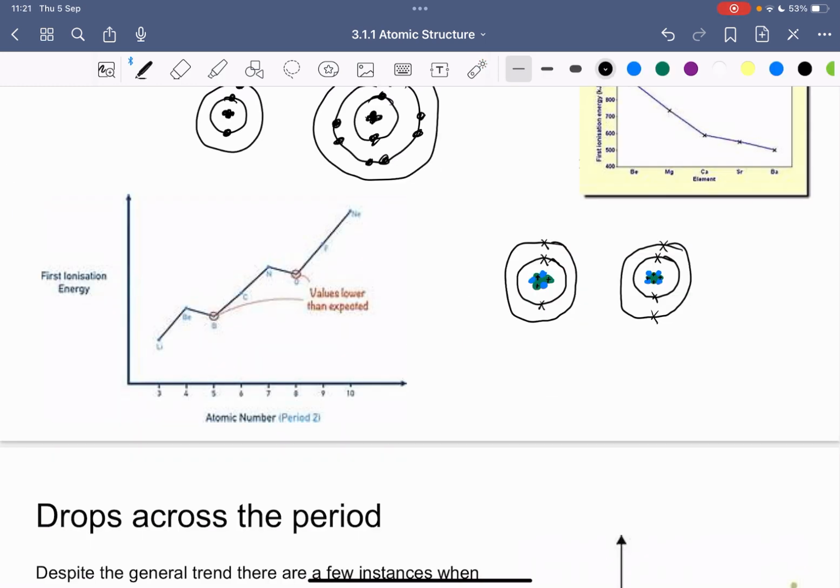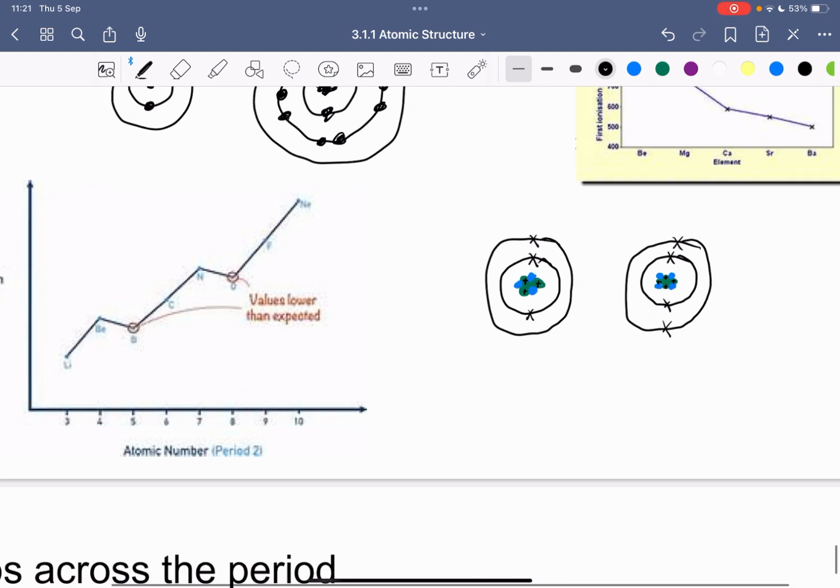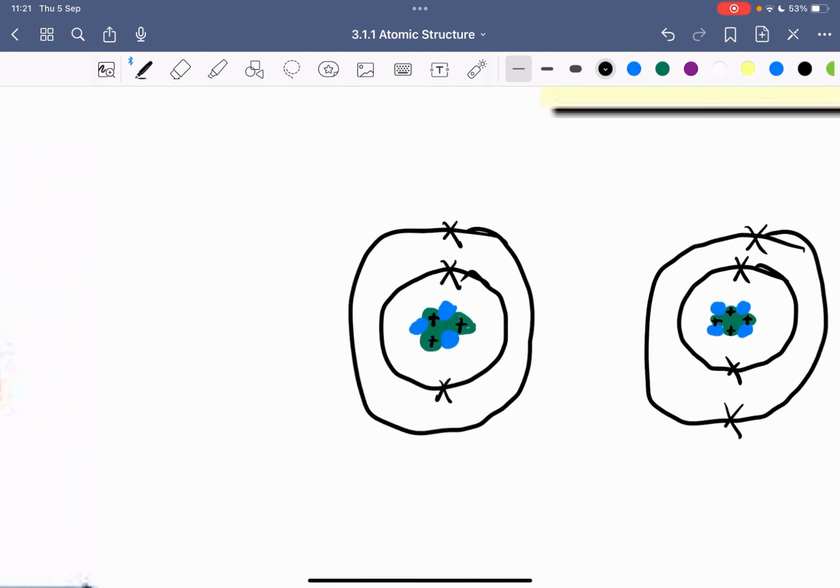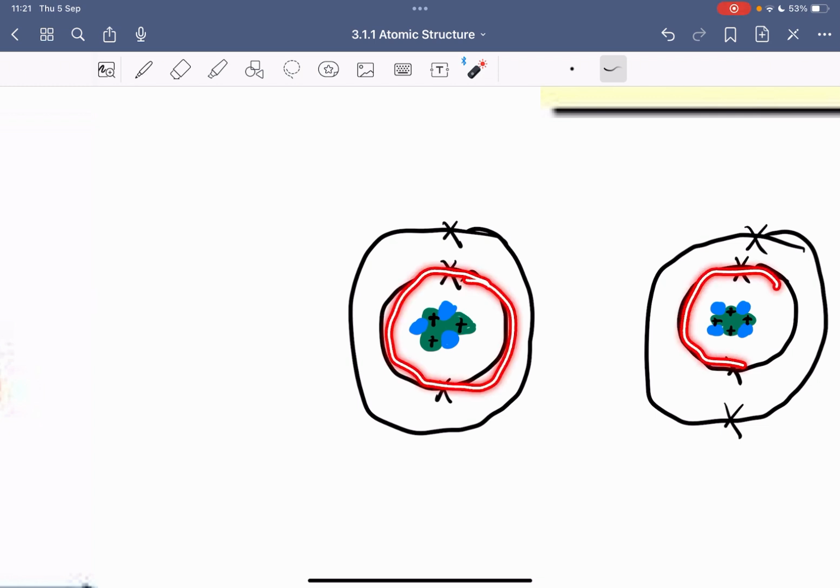So as we go across the period, so left to right, the ionization energy actually increases. Now this is because of the same factors. So you always need to link it back to proton number, or the number of protons, shielding, and the atomic radius. Now in both cases, the shielding is the same, right? Because there's only one shell between the nucleus and the outer electron, right?